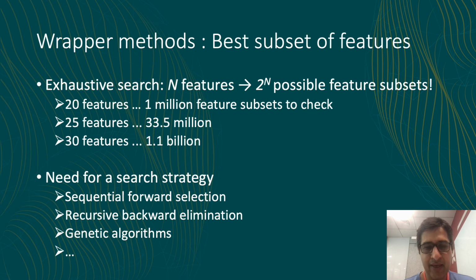So typically, greedy algorithms are applied to try and figure out the features on which you should build your model. You could, for example, think about a sequential forward selection method, a recursive backward elimination method. You could use GAs and similar methods.